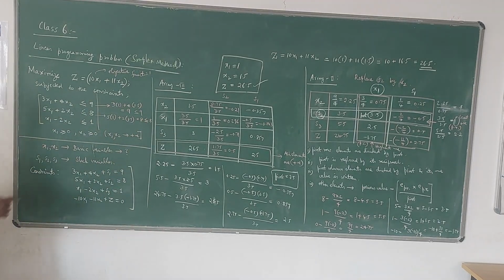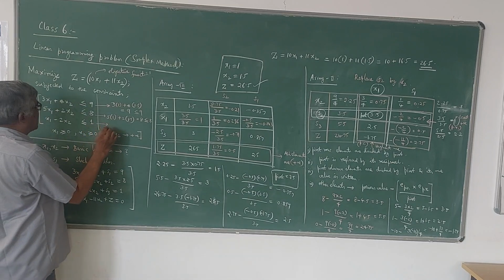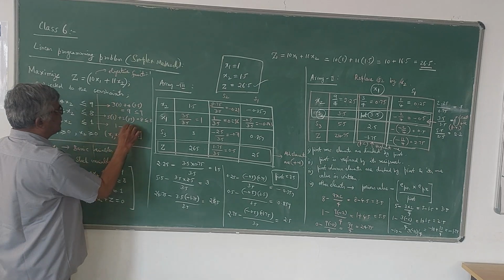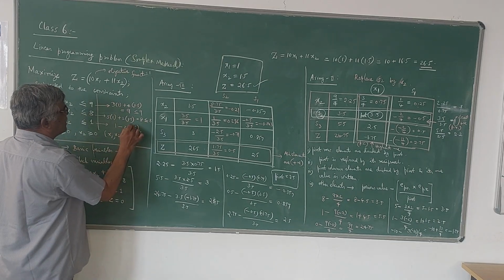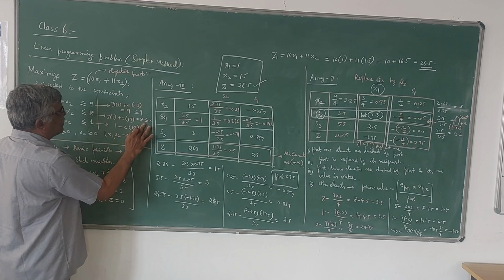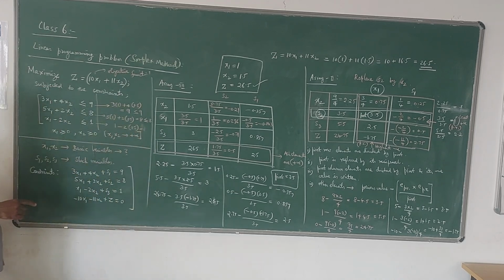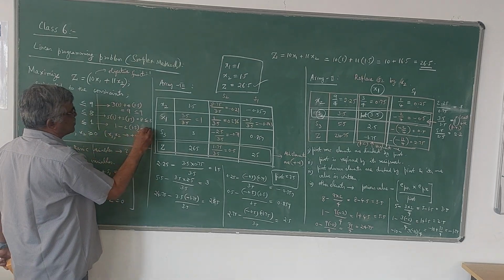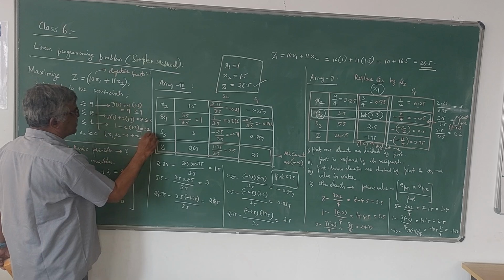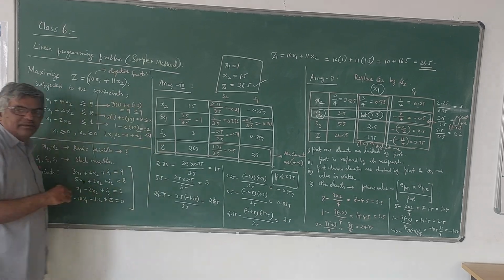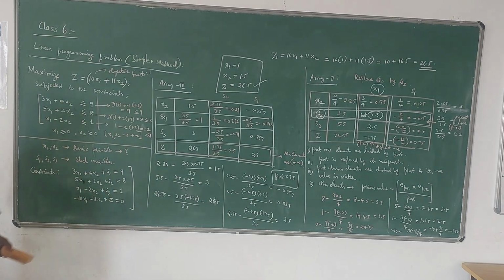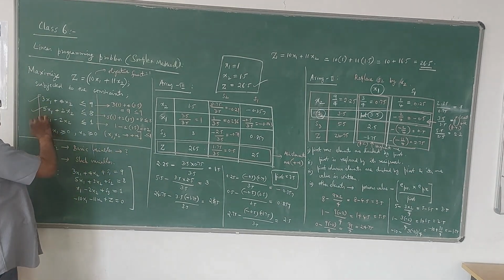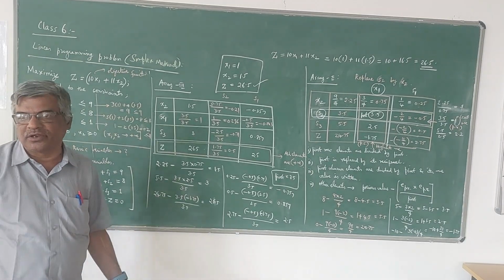That is also satisfied. Next, the third one: x1, which is 1, minus 2 times x2, which is 1.5, is less than or equal to 1. 1 minus 2 into 1.5 means 1 minus 3, that is minus 2. Definitely minus 2 is less than 1. Correct? So it is satisfied. So all three constraints are satisfied, and that becomes the solution.